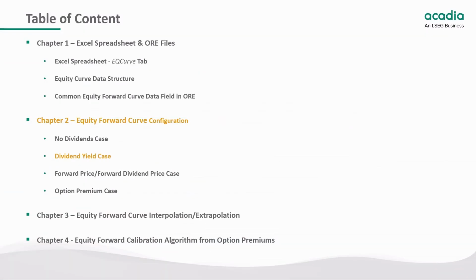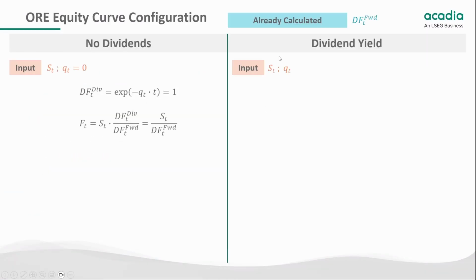Then we have the dividend yield type. For this one, on top of the equity spot, you need to provide a series of equity dividend rates, or at least one dividend rate. From these 2 inputs, you can very easily calculate the equity forward price. You simply calculate the dividend discount factor first, and then the forward price is equal to the spot times the dividend discount factor divided by the forward discount factor.